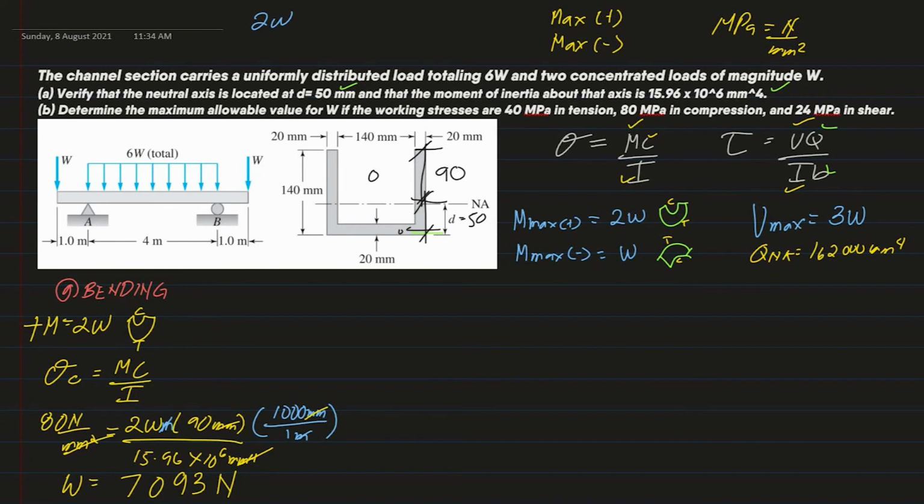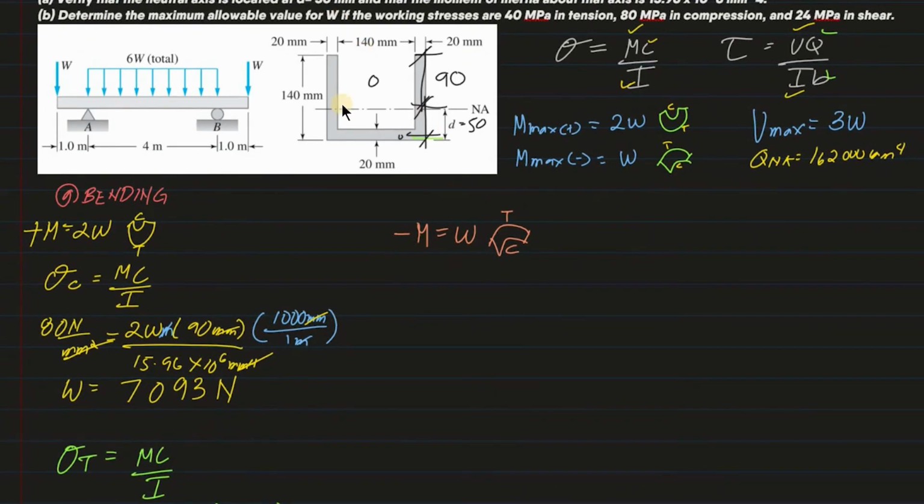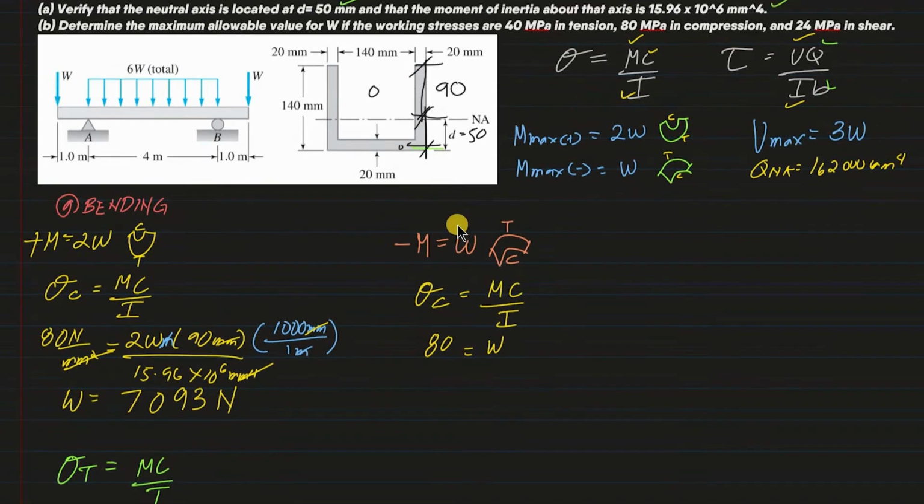Now, punta naman tayo sa ating negative moment, which is equal to W. Okay, and yung pag-bend yan is paganyan. Sa taas yung tension naman, sa baba naman yung compression. So, simulan din natin sa compressive stress. So, at compressive stress, same formula, MC over I. What's the value of compressive stress? That's 80 Newton per millimeter squared. The value of our M ngayon is just W. Okay? And the value of our C is this 50.